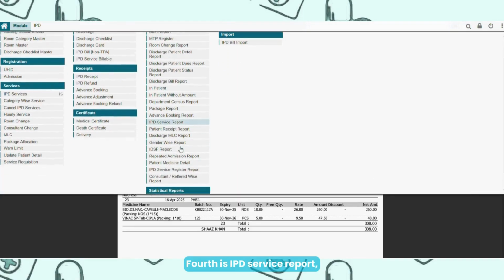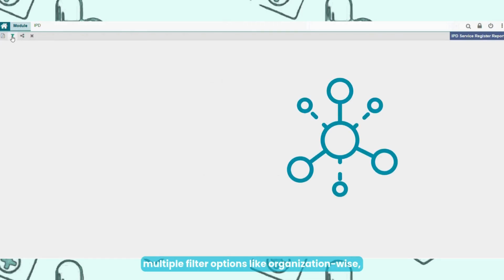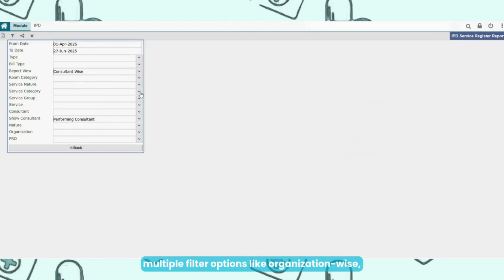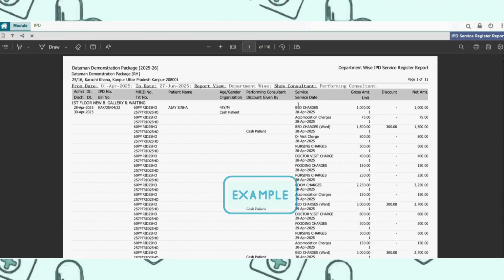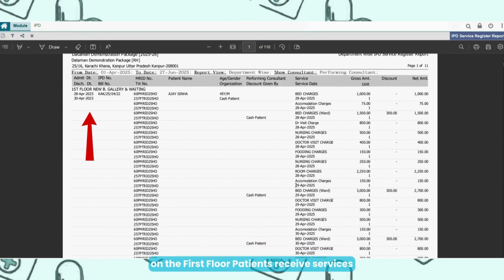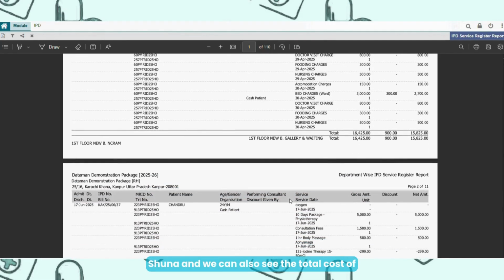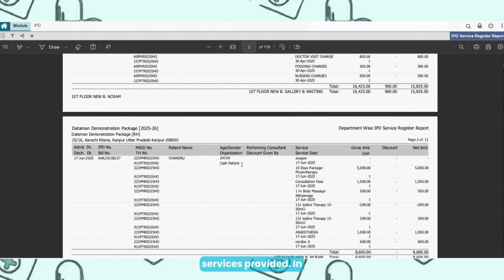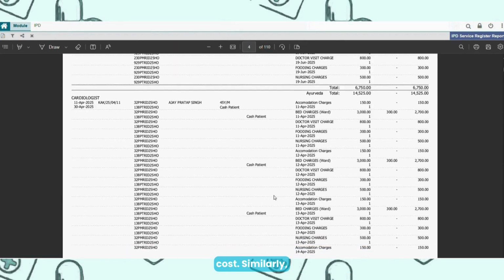Fourth is the IPD Service Report. This is a dynamic and detailed report with multiple filter options like organization-wise, consultant-wise, department-wise, and even room category-wise. For example, on the first floor, patients receive services from consultants like Dr. Chandra and Dr. Shuna, and we can also see the total cost of services provided. In the cardiology department, Ajay Pratap received several services with associated cost.